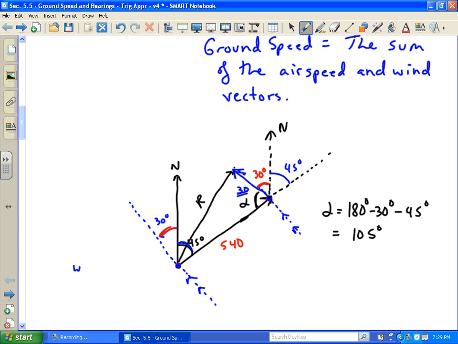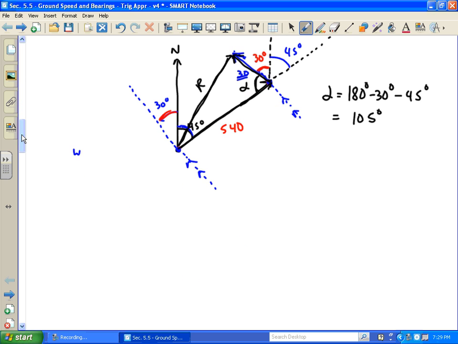Now basically what we want to do is solve the triangle that I have right in here. To solve that triangle, I'd like to first of all find R. Right now, I have alpha, the angle that's opposite of R. I also have two other sides. One side is 540 and the other side is 30. That being the case, I can use my law of cosines to find R.